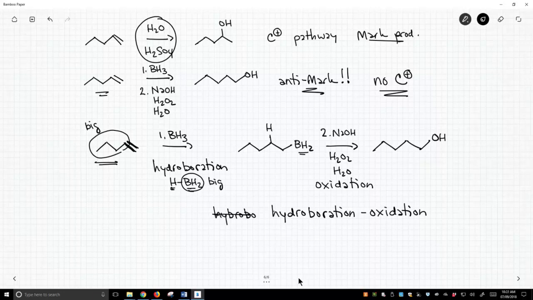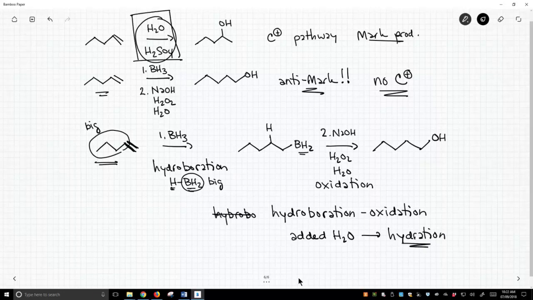What is the net effect of the hydroboration oxidation? Well, we've added water. Therefore, the overall net effect is we've done a hydration. Now, we've done a hydration not by adding acid and water, but by using this set of reagents, BH3 and sodium hydroxide, peroxide, etc. Now, the great thing about that is we get the anti-Markovnikov product.